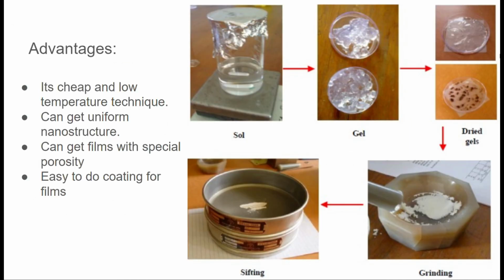The advantage of this method is that it's cheap, simple to follow, and simple to construct. You can get uniform nanostructure at low temperature. It's highly pure and you can get films with different porosity. For example, you can either go for the most dense gel or the most porous gel, depending on which type of drying method you are going to take.